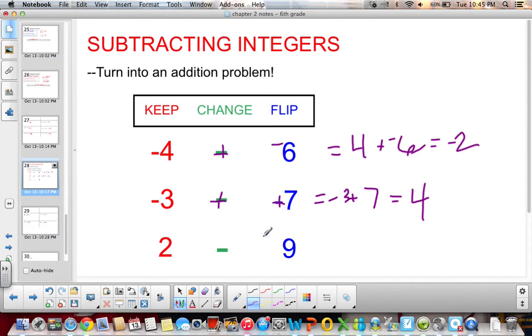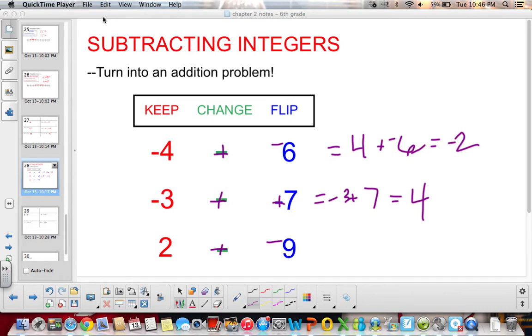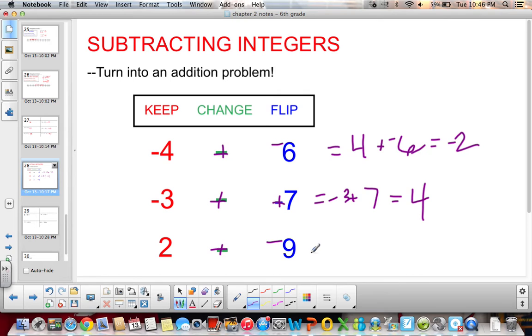And then we have 2 minus 9, so we keep the 2, change to addition, and flip our number to negative 9. Always keep, and then when we change, it's always changing the subtraction to an addition problem. This only works on subtraction, okay? And then flip means you're finding the opposite of the third number. So 2 plus negative 9 would be negative 7.